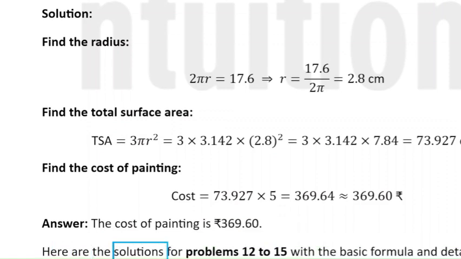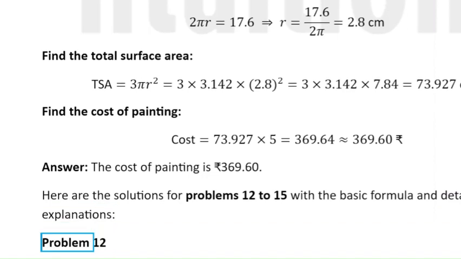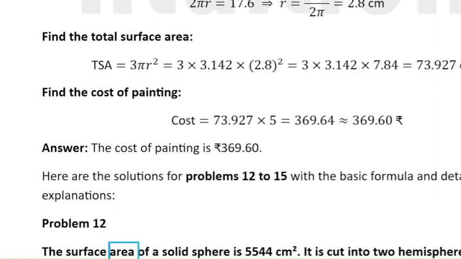Here are the solutions for problems 12 to 15 with the basic formula and detailed explanations. Problem 12. The surface area of a solid sphere is 5,544 square centimeters. It is cut into two hemispheres.